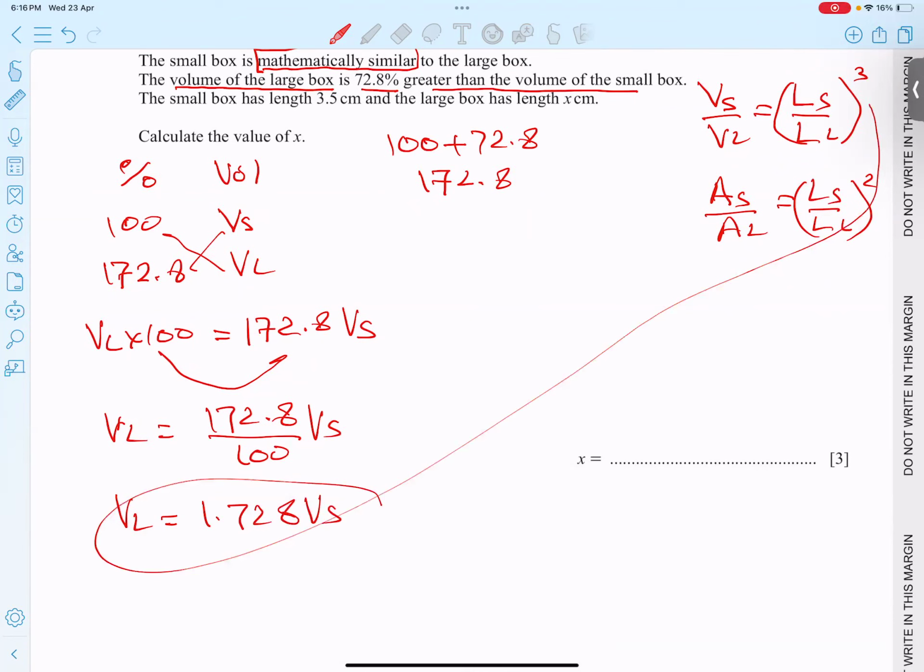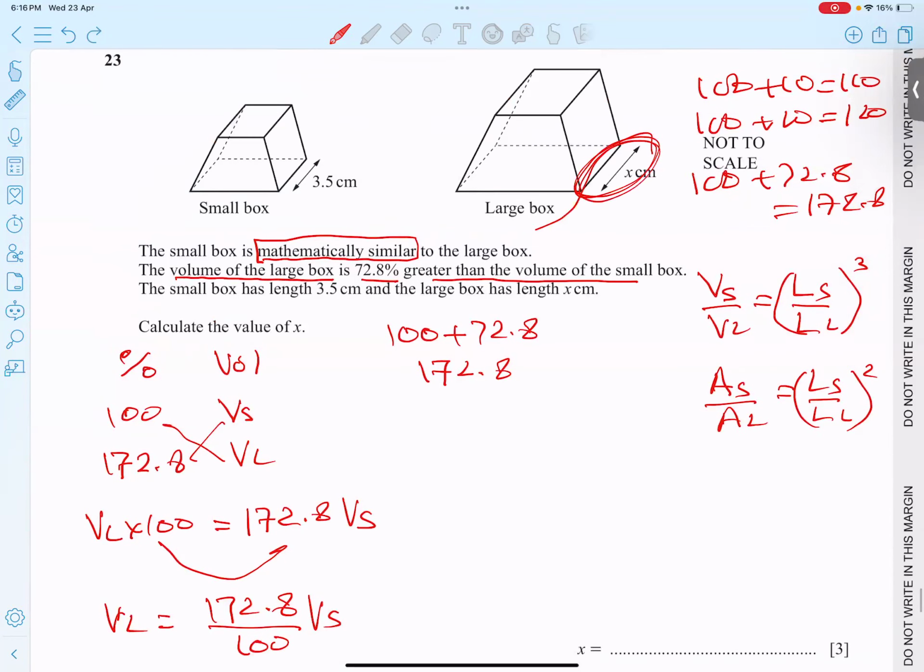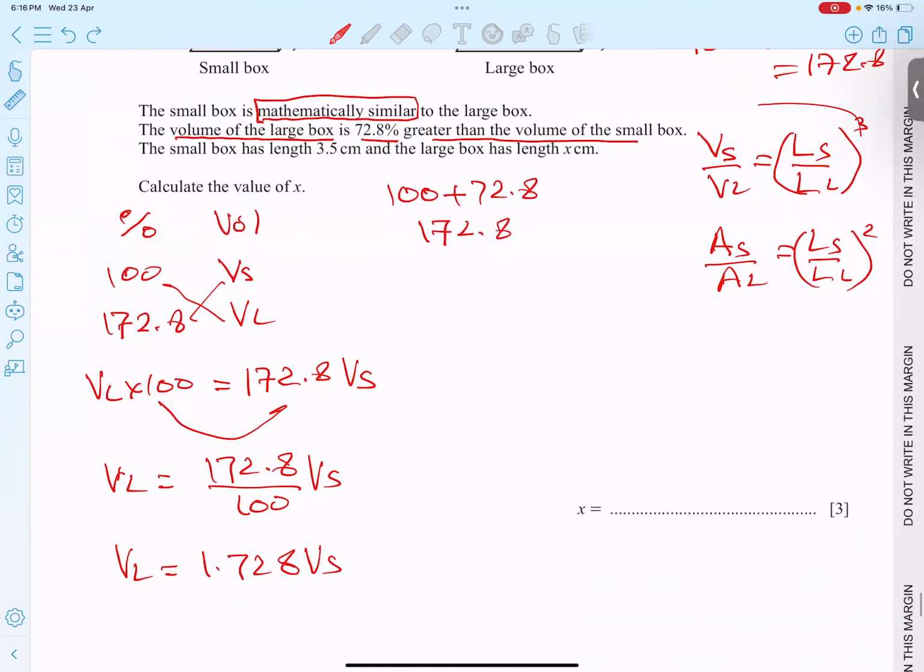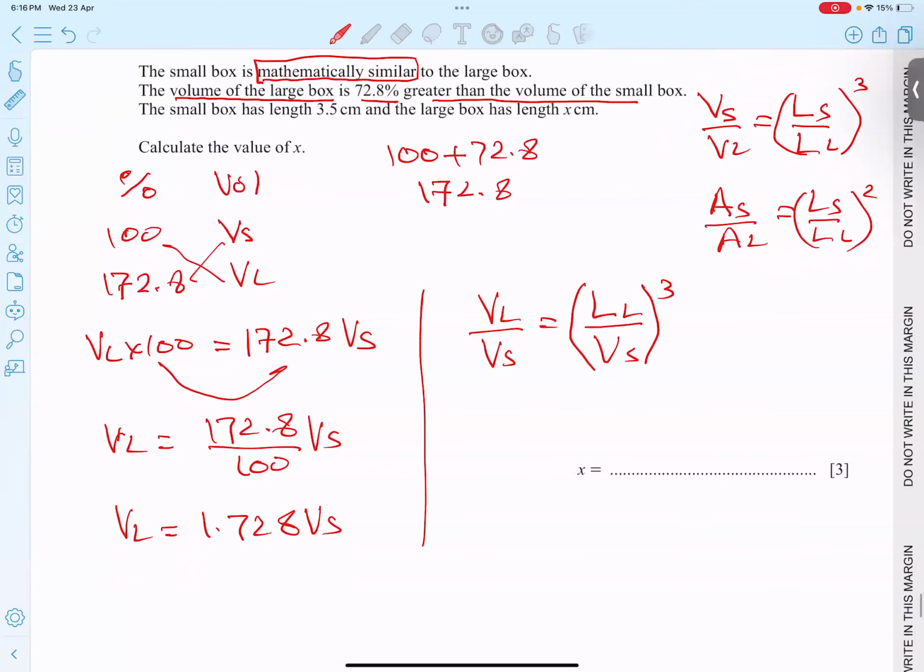Now I'm using this formula. What is my task, student? Length of the larger; length of small, I have it. So I will use this formula, but in flipped form. Why flipped form? Because he asked me for the larger. So volume of large, keep it up. Volume of small, keep it down. Length of large, keep it down. And length of small, up. And put a cube here. So volume of large is this. This is going up. So I'm writing 1.728 VS over VS.